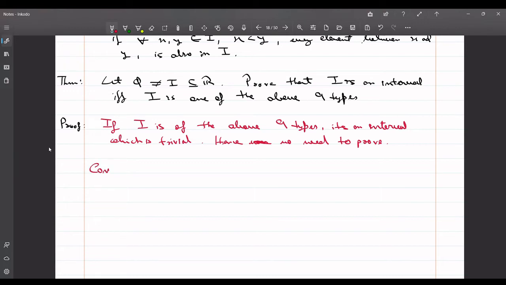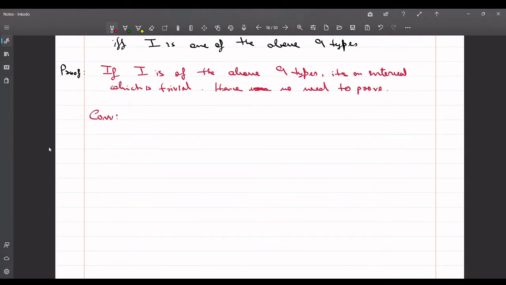So let us take that as the converse. We choose I to be an interval. So let a non-empty subset of R be an interval. Now, why are we taking a non-empty subset? Because if I is empty, then in that case also it is trivial. That is not even a topic of consideration. So we assume it to be an interval.